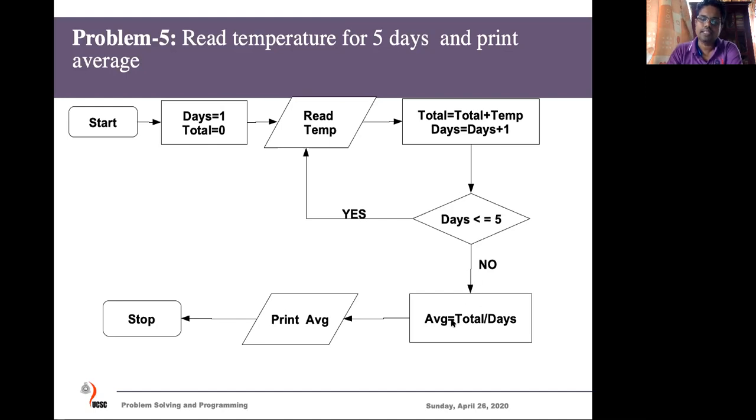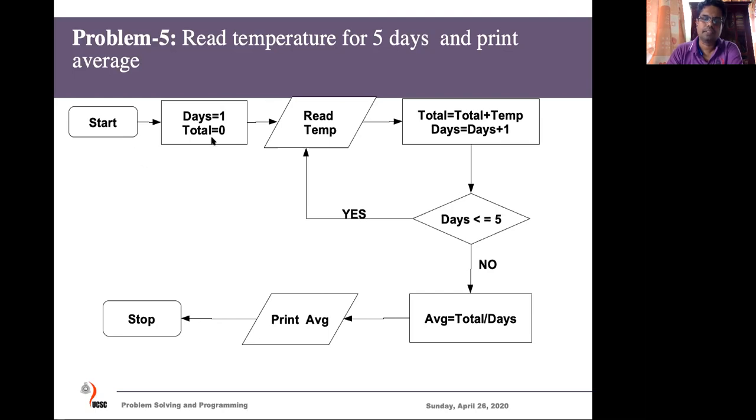In this part it says, divide the total by the number of days, so then we get the average. This is a processing, or sequence of instructions. Then that average will be printed. This is output, and stop. So that's how our simple algorithm looks.